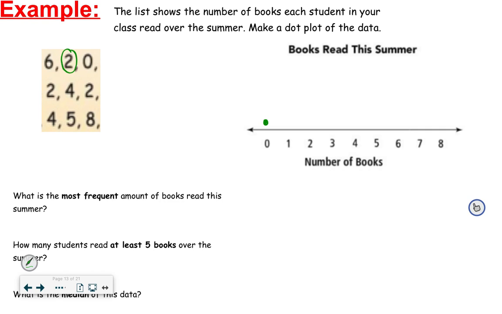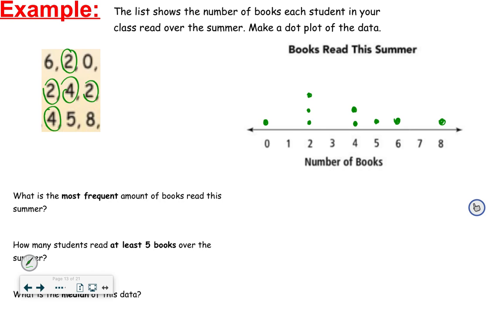There are 3 students read 2 books. There are 2 students read 4 books. 1 student read 5 books. 1 student read 6 books. And 1 student read 8 books.